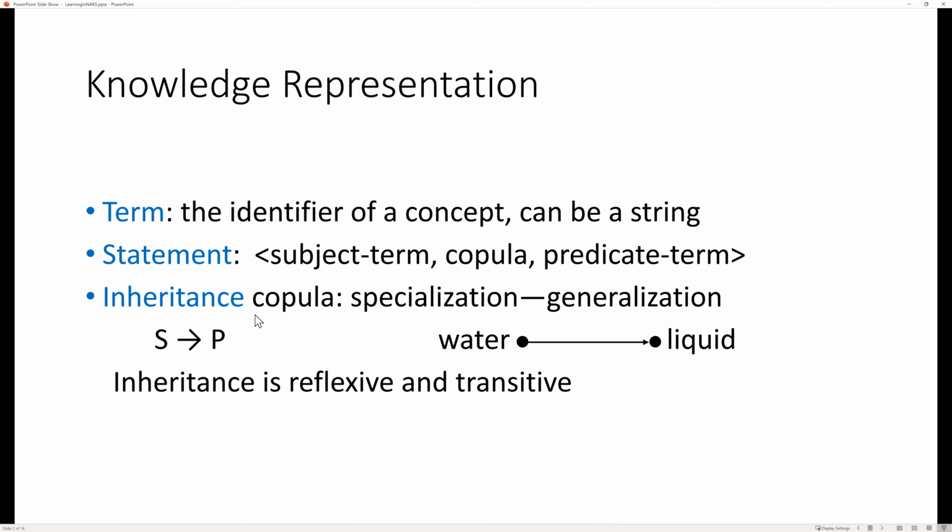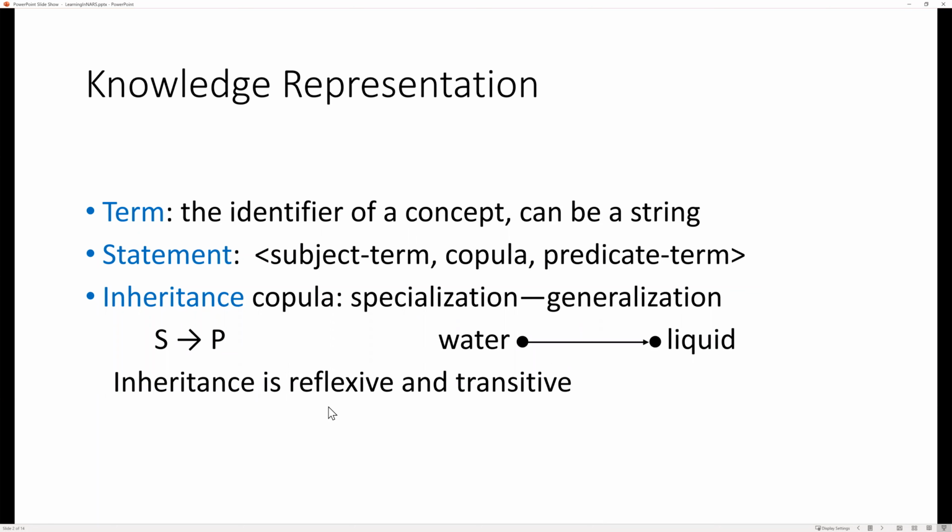In NARS, the most fundamental one is what we call the inheritance copula, which intuitively represents a specialization or generalization relationship between two concepts. So graphically, we can say there is an inheritance from S to P. A concrete example: water is a type of liquid is represented as a statement with water as the subject term and liquid as the predicate term. The relationship is the copula, which is roughly speaking "a type of".